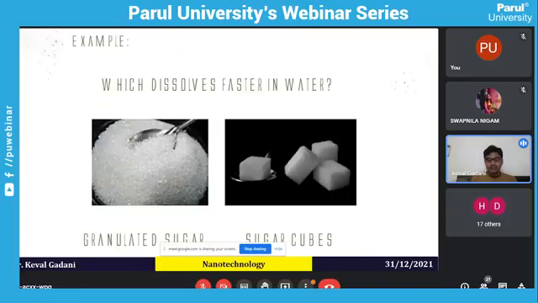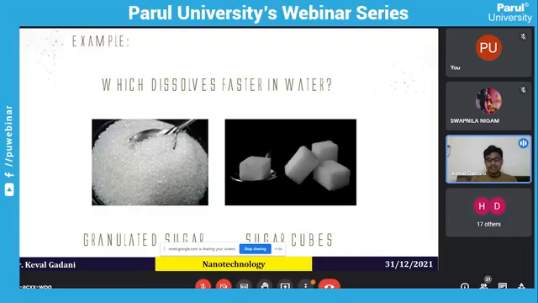We know granulated sugar dissolves faster than a sugar cube. So it's the high surface-to-volume ratio, and that is reactivity. Large surface area means more reactivity. Nanomaterials can easily react, and faster. So this is the best example to learn about nanomaterials and the importance of nanotechnology. Last but not least, we just talked about size.